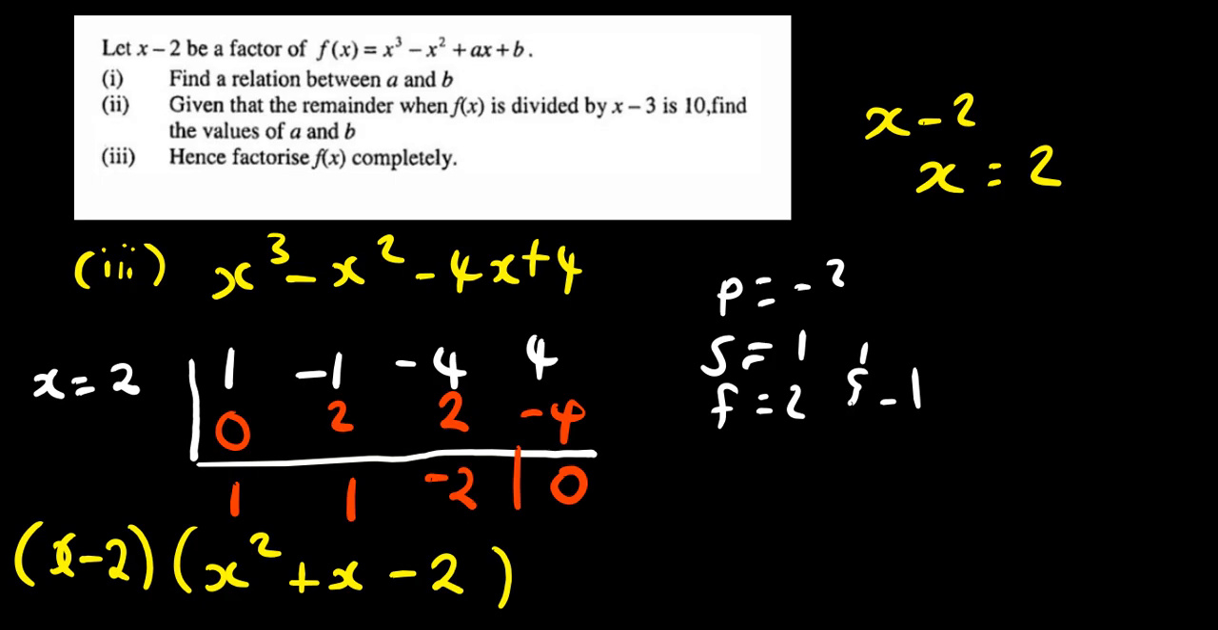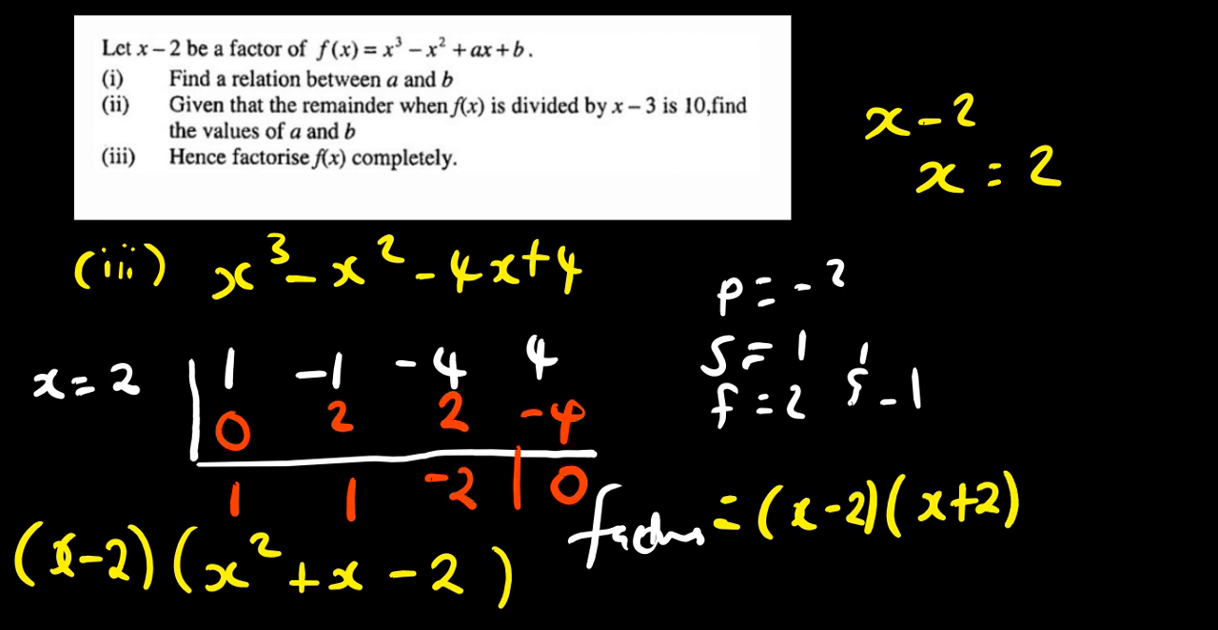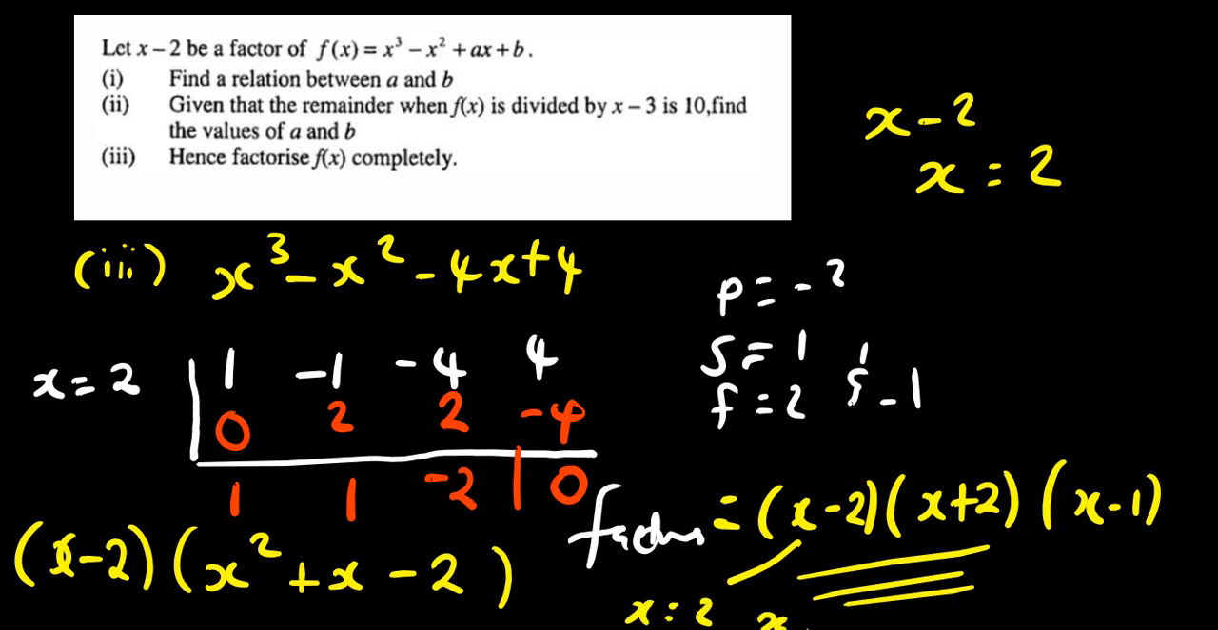So in this case, our factors for this expression will be x minus 2, x plus 2, and x minus 1. These will be our factors. If they ask you to find the range of all possible x values, you just equate all these to 0. So x will be equal to 2, x will be equal to negative 2, and x will be equal to 1.